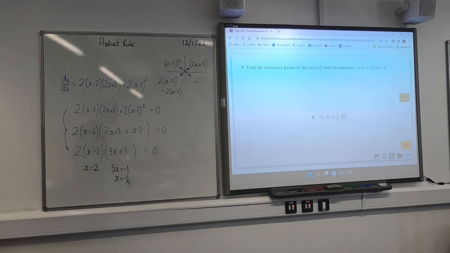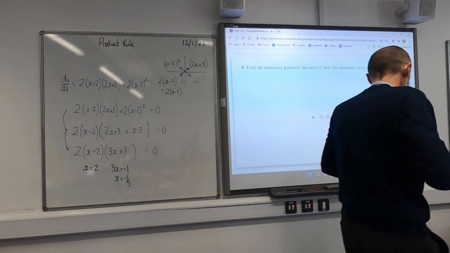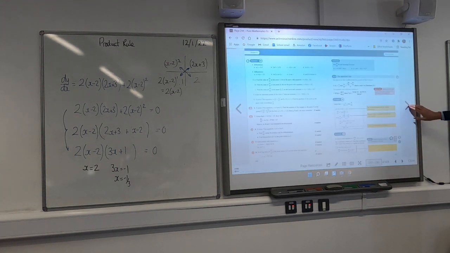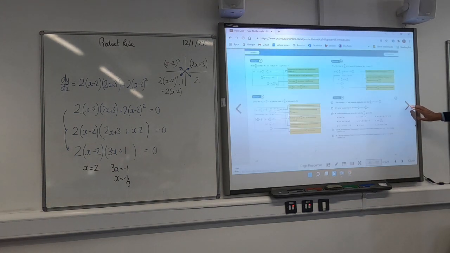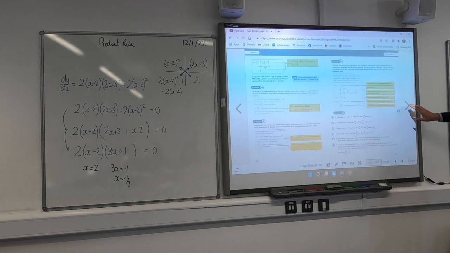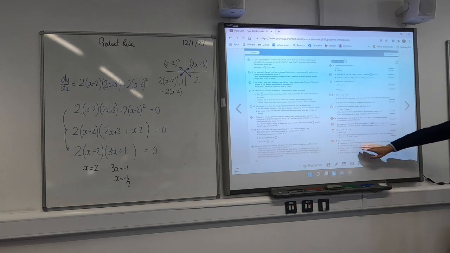That I think is a really neat trick. And factorising when you've used the product rule is something that crops up quite a lot. So we're just going to very quickly dip our toe into a question from the mixed exercise.